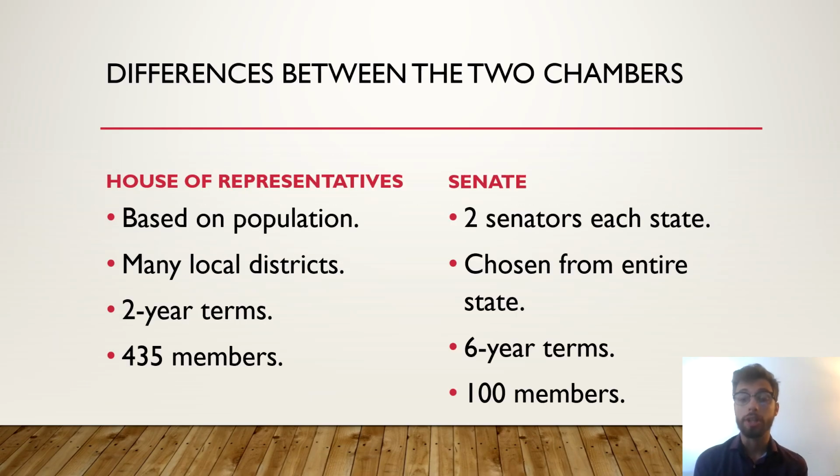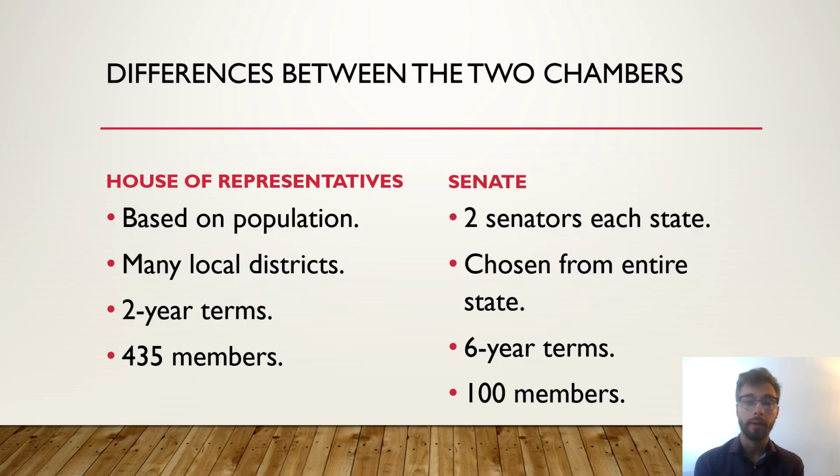Now, let's look at the general differences between these two bodies. The House of Representatives is based off of population, has many local districts with very specific representation. They have 2-year terms, and we have 435 House of Representative members within this body.